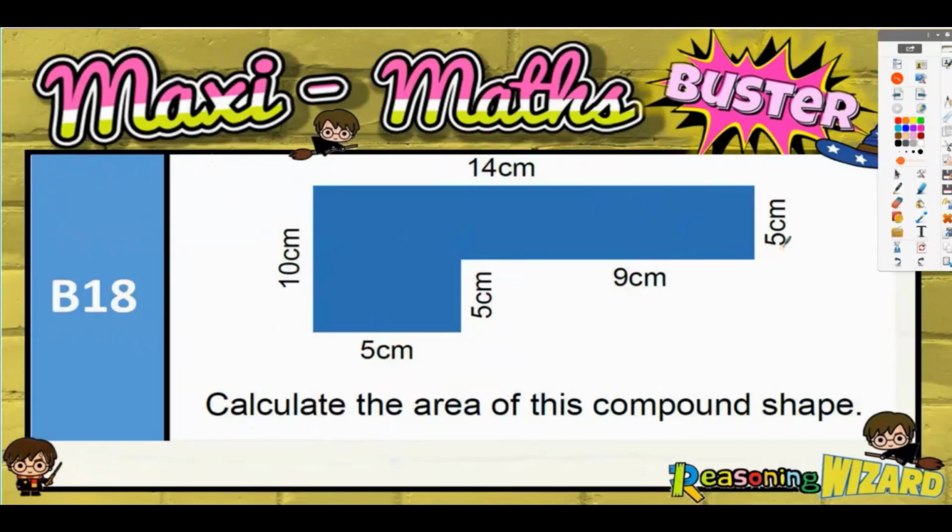So 14 add 5 would be 19. Moving on to the 9. 19 add 9 would be 28. 28 add 5 would be 33. Add another 5 would be 38. Add another 10, getting me back around to the beginning, would be 48. So if we add up everything around the outside, we're going to get a perimeter of 48 centimeters, which is all well and good, but that's not what we're being asked for.